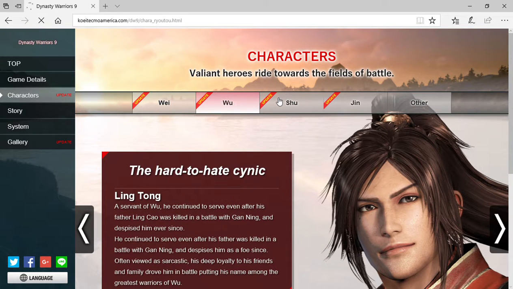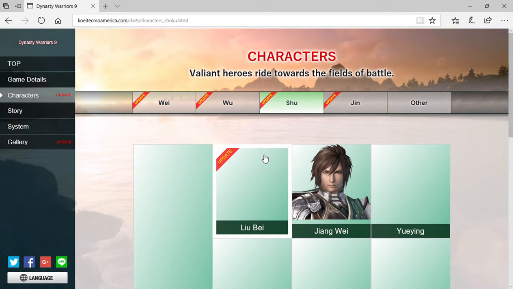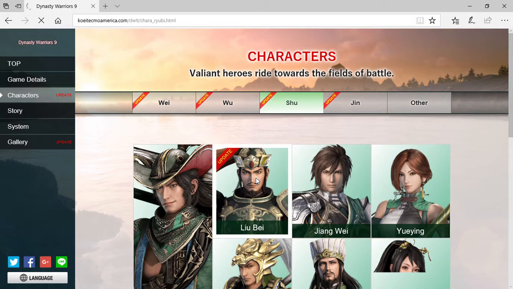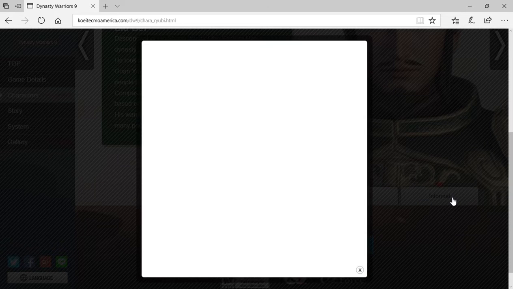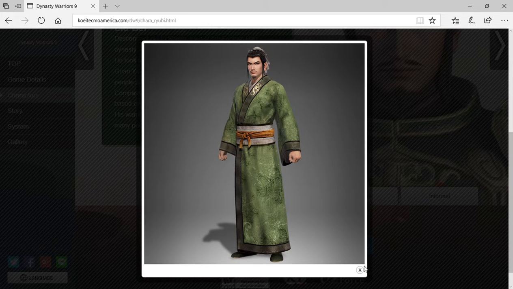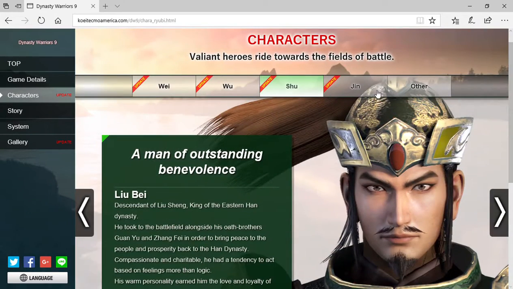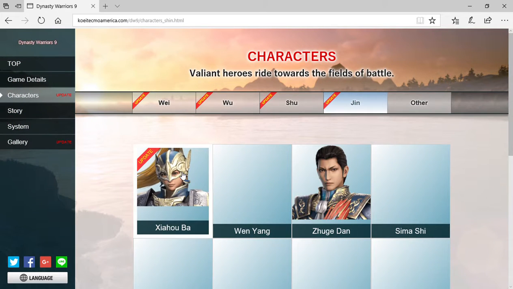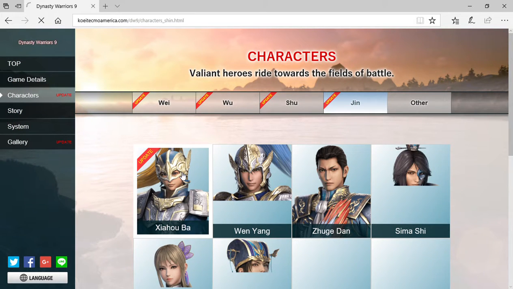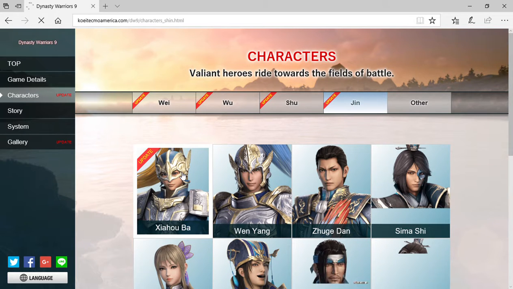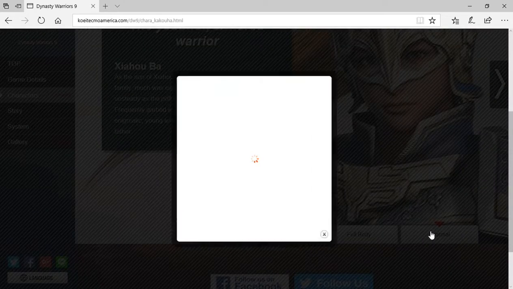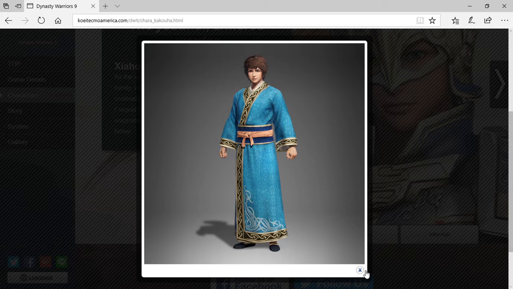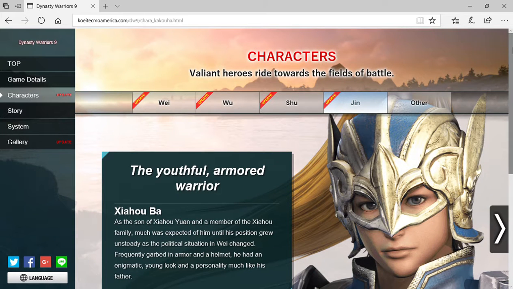And hoping also, again, please give me a new Shu character and Jin character, because I would love to have that. And I'm loving Liu Bei's almighty mustache. Looks very manly. Yep, well, that's all the informal costumes we have. And I'm going to stop here today because that's all they have.